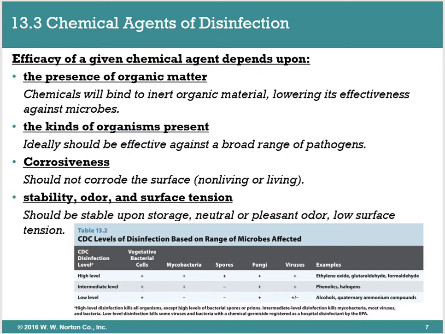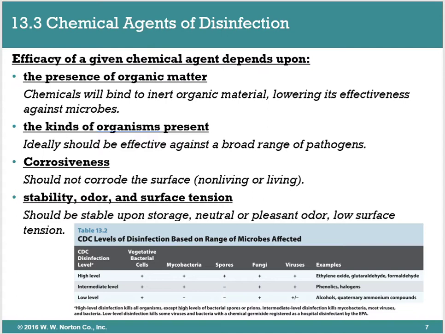So the effectiveness of a given chemical agent depends on a multitude of things. It depends on the presence of organic material, what kind of microbe you have, if it's corrosive, and then the stability of your surface. So with the presence of organic material, a lot of times chemicals will bind to organic materials, so that will lower its effectiveness against microbes.